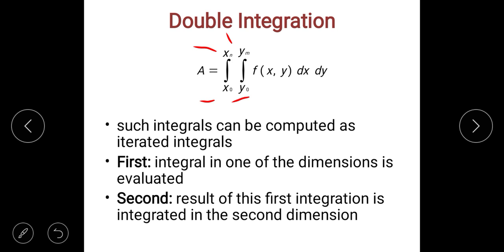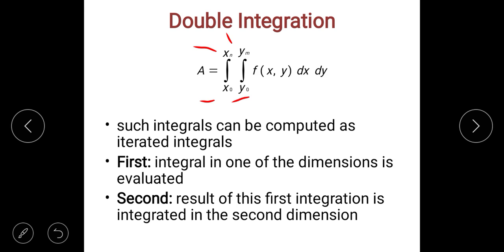Double integration can be computed as iterated integrals. It means first of all integrate the function of x comma y with respect to x only. Then the result of the first integration is integrated again in the second dimension, with respect to y, between y0 and ym. Then you will get the final answer for the integration.